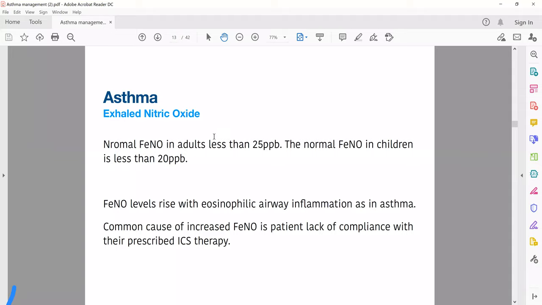Nitric oxide is more commonly used for monitoring asthma rather than diagnosis. These are the normal values: 25 for adults and 20 for children. Exhaled nitric oxide will be high when there is airway inflammation, as in asthma. So when we use it for monitoring, if we see an increase in exhaled nitric oxide, that means the patient doesn't use his inhaled corticosteroid therapy as prescribed.